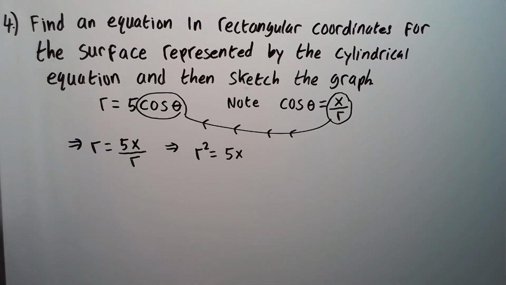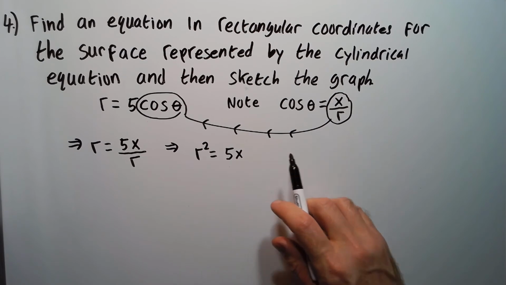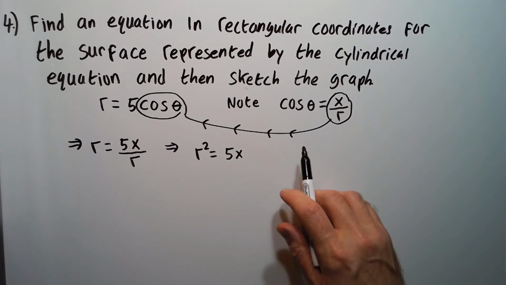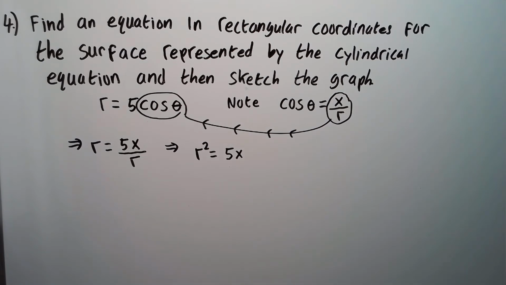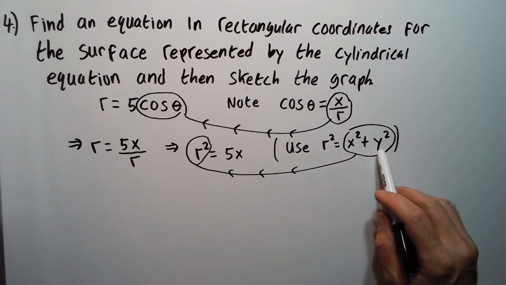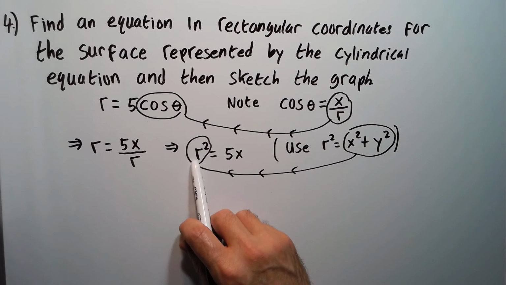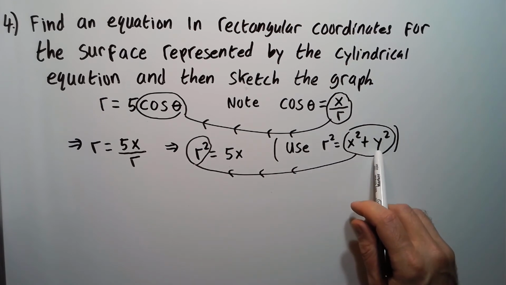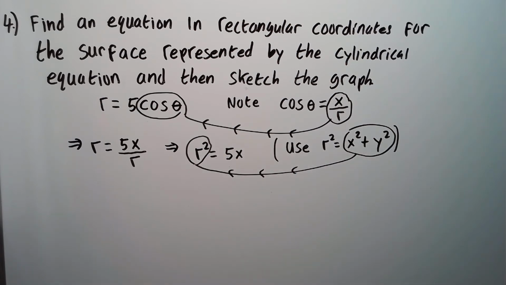Now I'm going to use the fact that r squared equals x squared plus y squared. So let me note that here. I'm going to use that r squared equals x squared plus y squared. It's going to replace the r squared here now with x squared plus y squared. So let's do it right here. So we get this then.